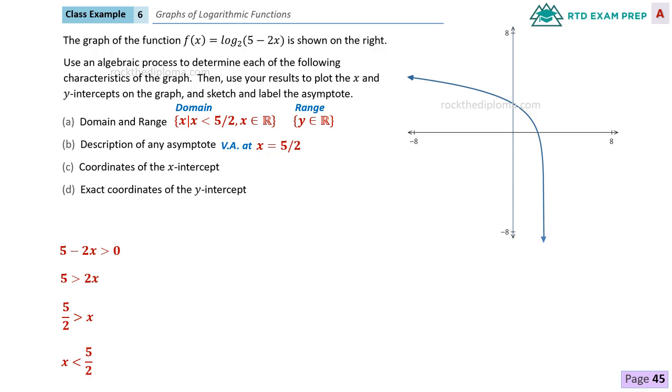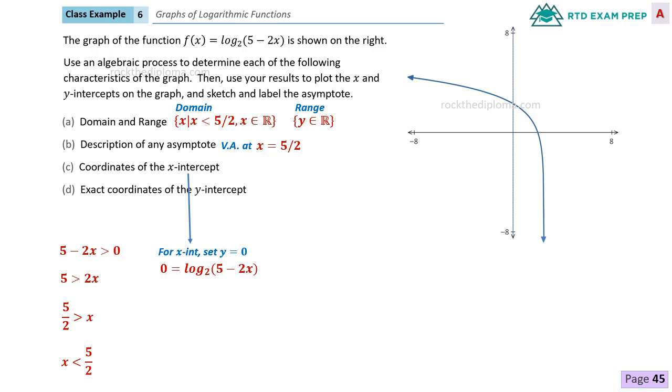Recall that because a logarithmic function has a vertical asymptote, it happens where the argument would be equal to 0. In this case, 5 minus 2x is 0 when x is 2.5, or 5 halves. And so just like we found as our limit of our domain, the 5 over 2 will be the x-coordinate of our vertical asymptote.